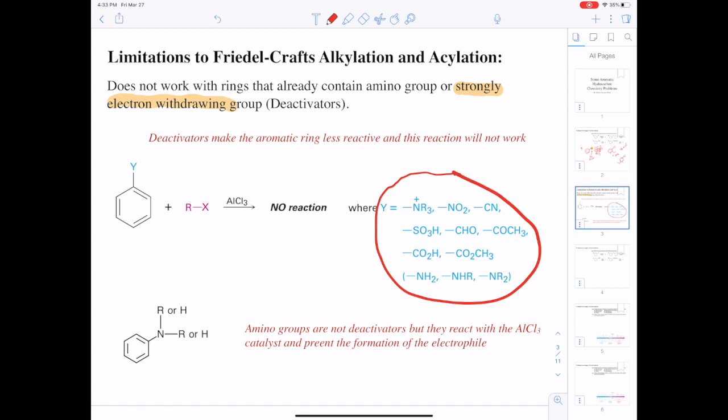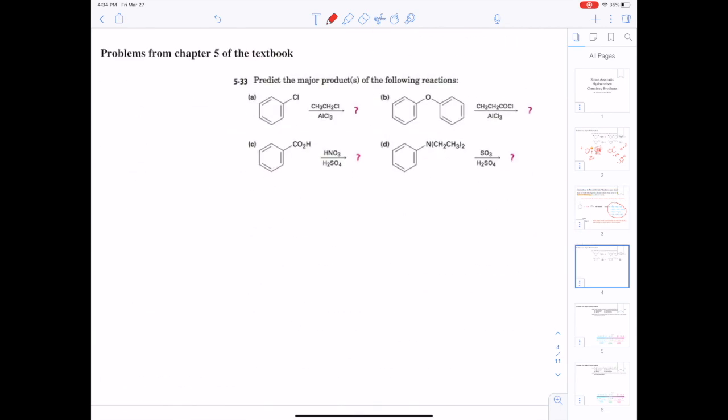Halogens are, if you recall, weakly electron withdrawing overall. They're kind of in between the activators that are all ortho-para directors and the meta directors that are all deactivators. They're sort of in the middle on that chart. So they're deactivating, yet they're ortho-para directing. So they're not very strongly electron withdrawing. So this reaction will work even though those are deactivators.